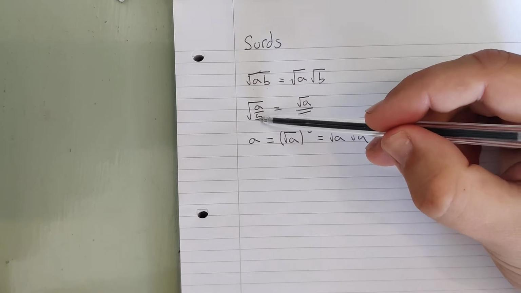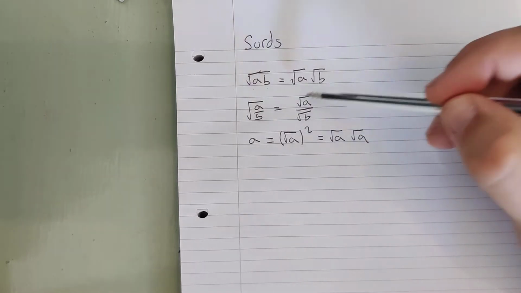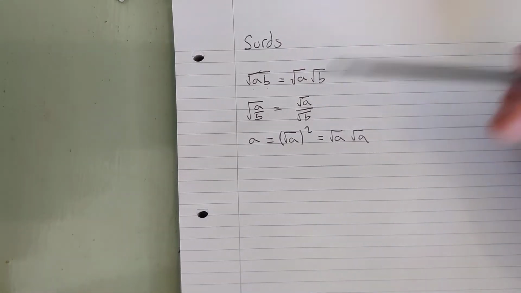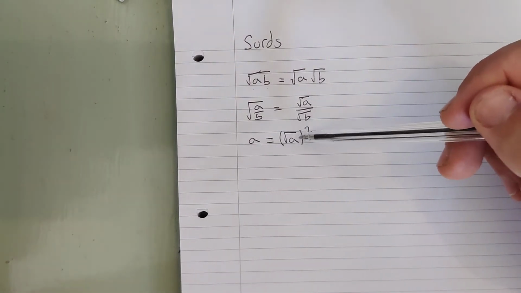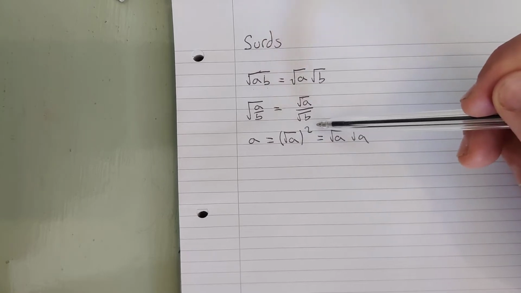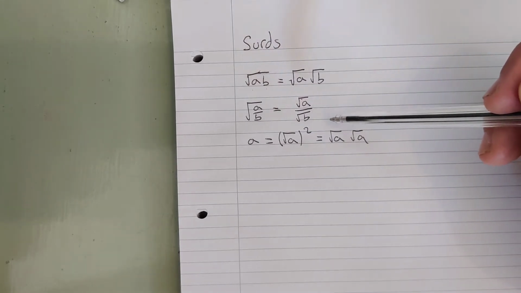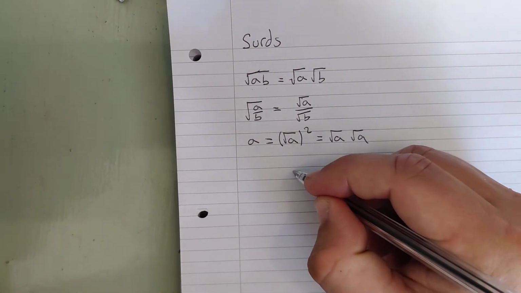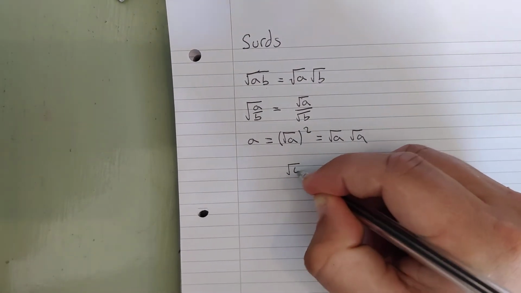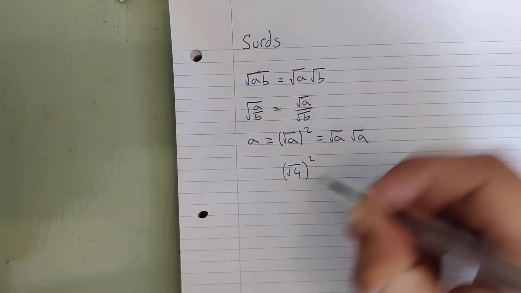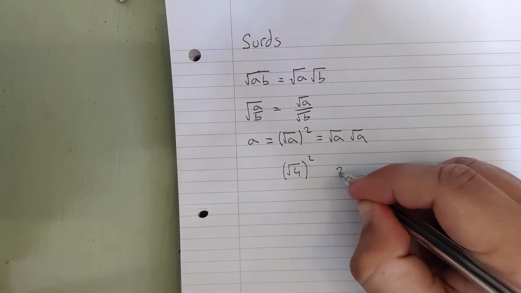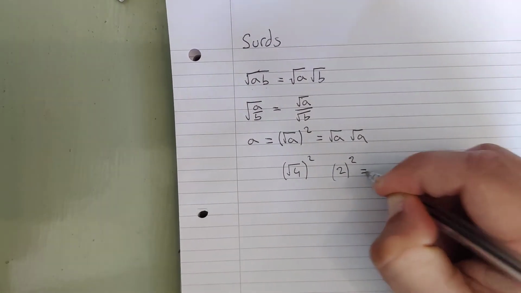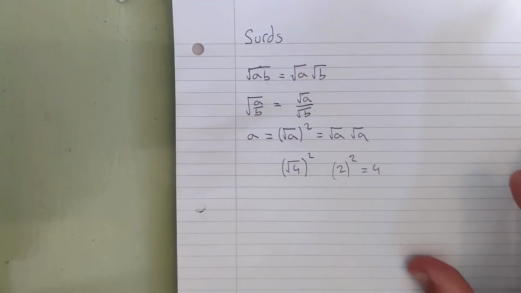When you square root a whole fraction, it's exactly the same as when you square root the numerator and denominator. a equals the square root of a squared. It's because they cancel each other out. So if you want to put a real example in there, it would be 4. So you know that the square root of 4 is 2, and then 2 squared equals 4. So that's all good.